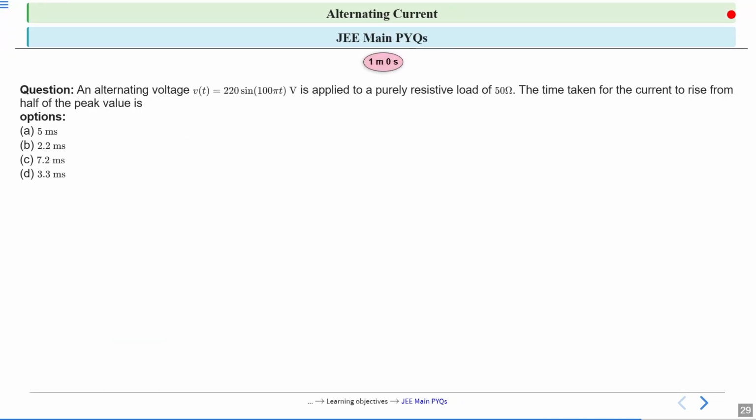Next question. An alternating voltage V(t) equal to 220 sin 100 pi t volt is applied to a purely resistive load of 50 ohm. The time taken for the current to rise from half of the peak value to the peak value. So the options are 5 millisecond, 2.2 millisecond, 7.2 millisecond and 3.3 millisecond. I will give you some time to think about it.